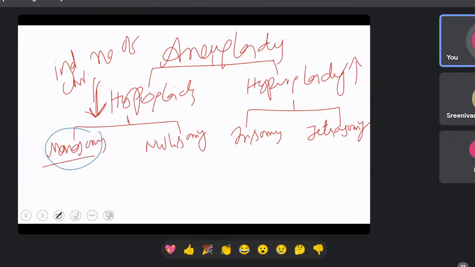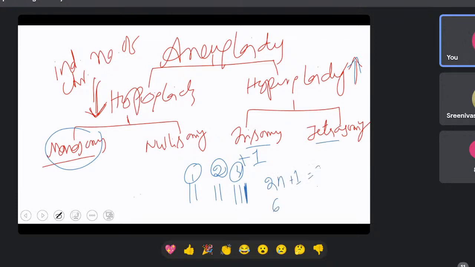hyperploidy. In hyperploidy, there is an increase in the number of chromosomes. It is called trisomy and tetrasomy. In trisomy, there is addition of one chromosome to a homologous pair. For example, let us say there are 3 chromosomal pairs, and a chromosome is added to the third chromosome. So the total chromosomes are 2n, 6 plus 1, 7 chromosomes. And here the chromosome is added to the third pair. So then we call it trisomy of the third chromosome.